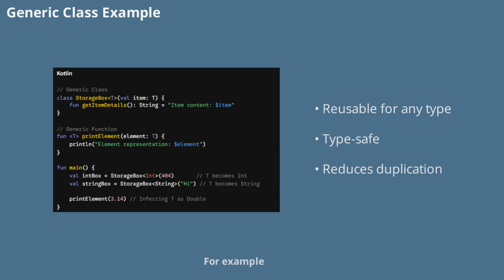For example, you can define a generic class StorageBox<T> that holds any type of item. You can then create StorageBox<Int> for integers or StorageBox<String> for strings. This approach keeps your code DRY and type-safe, letting the compiler catch errors early.